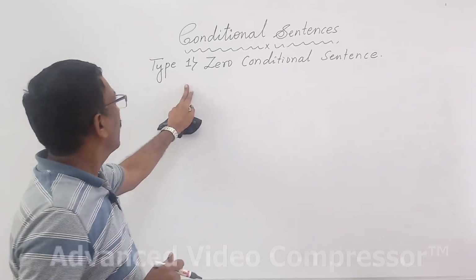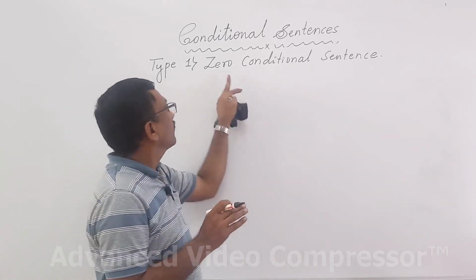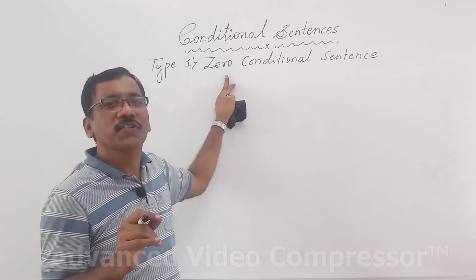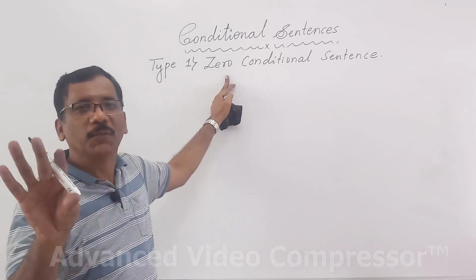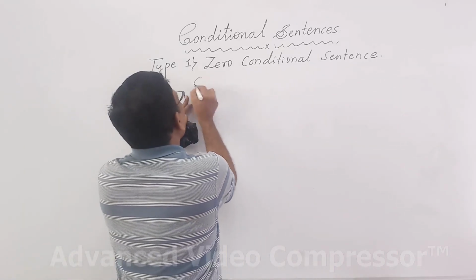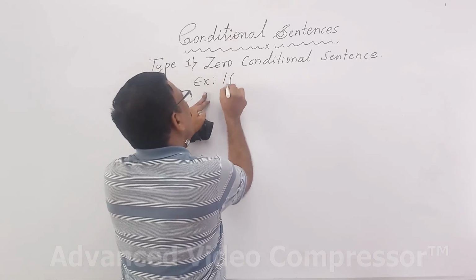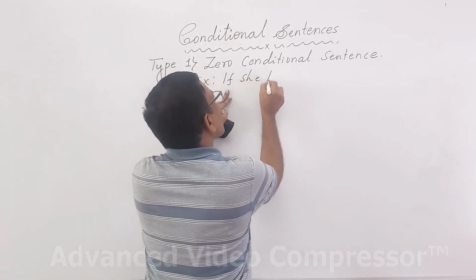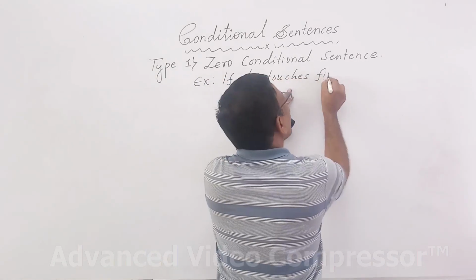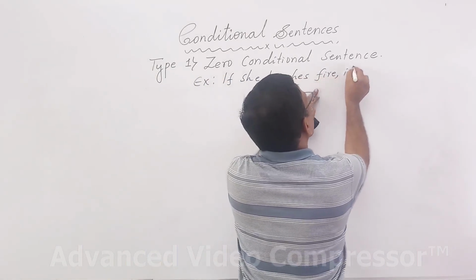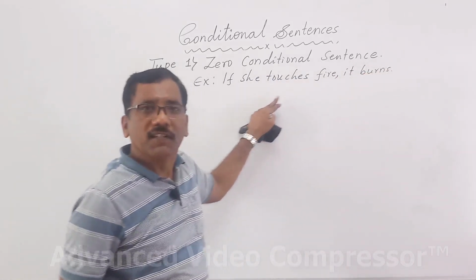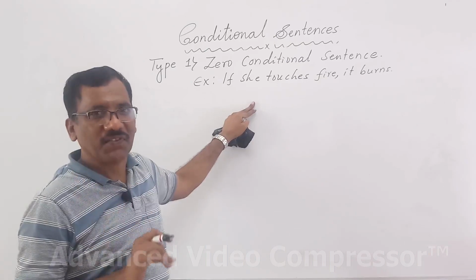Okay students, let us see type 1, that is zero conditional sentence. Zero condition. Condition is zero. There is no condition. For example, if she touches fire, it burns. If she touches fire, it burns.